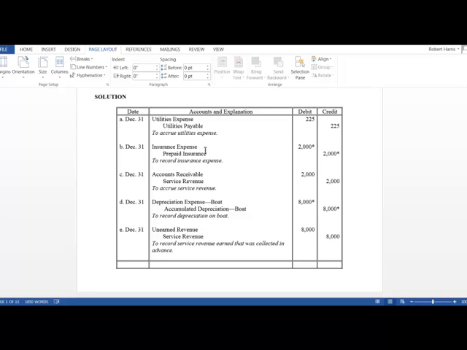Insurance is consumed with the passage of time. So what we have here is a reduction in this asset. It went down here, this prepaid asset, or prepaid insurance, which is an asset. It went down, and it went down as we consumed it with the passage of time.